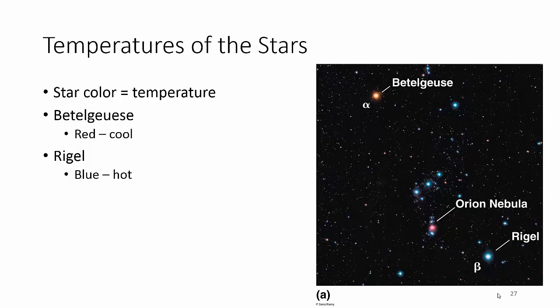Alright, so near the beginning of this chapter I said that color and temperature are going to be interchangeable. And this is what I mean. Star color is star temperature. So if it's red, like Betelgeuse up there, it's going to be cooler. If it's blue, like Rigel down at the bottom, it's going to be hotter. So the bluer the color, the hotter it is.